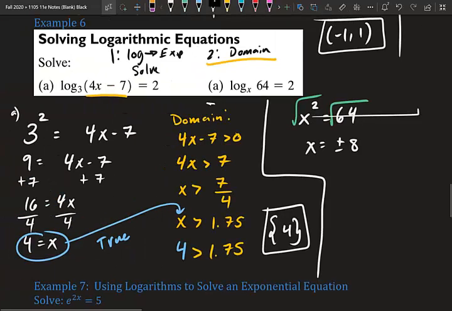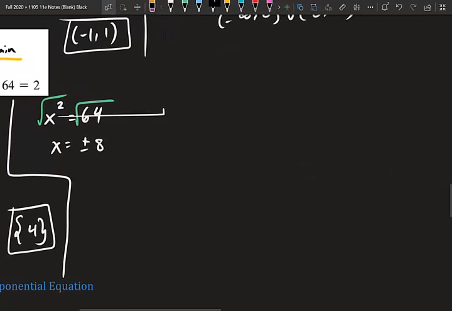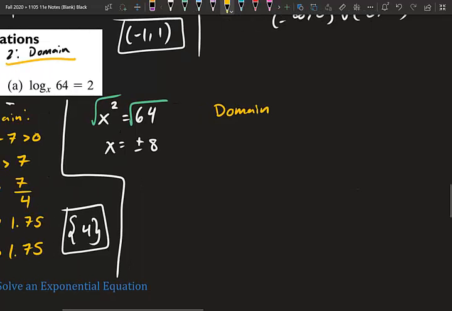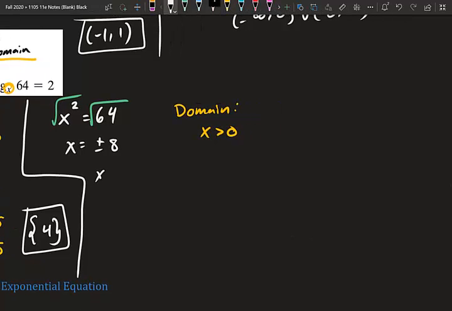Now we have to find the domain. Remember, the argument is the thing with the variable. So the thing with the variable here is x. So we have x is greater than 0. That is the domain. Now we have to check it for both, because x is possibly negative 8 and x is possibly positive 8. Let's check negative 8 greater than 0. That is false. Since that is false, negative 8 is not an answer.